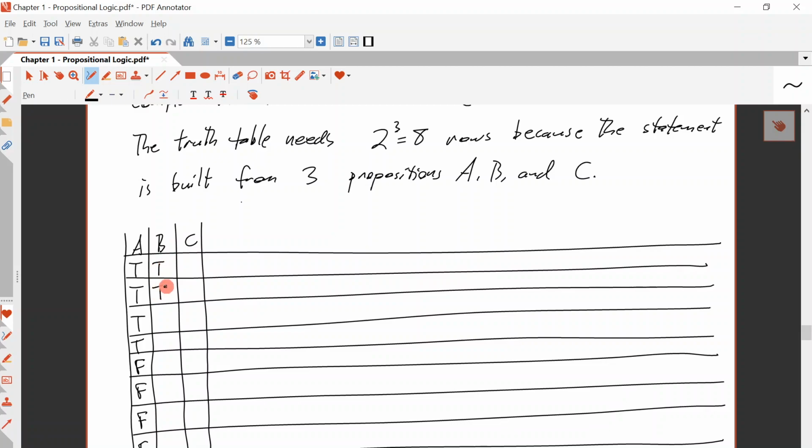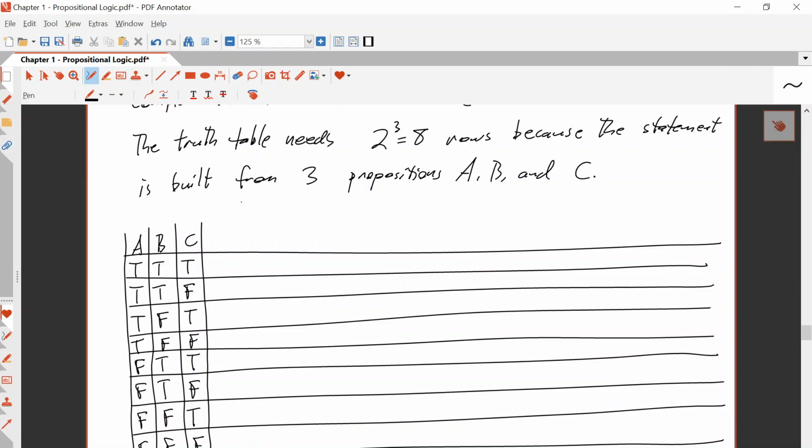For the B, you go 2 at a time. True, true, false, false. True, true, false, false. And then for C, 1 at a time. True, false, true, false, true, false, true, false. And this will give you all 8 combinations.